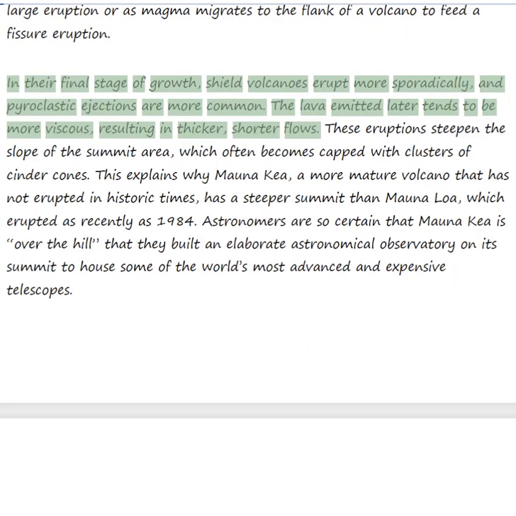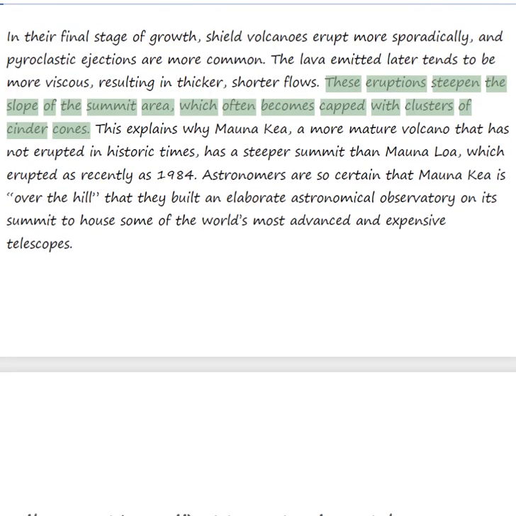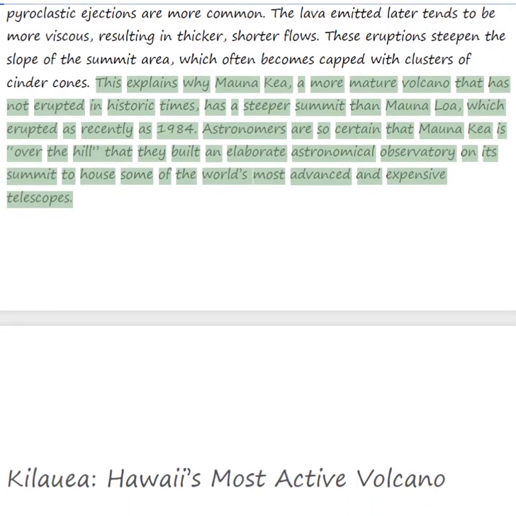In their final stage of growth, shield volcanoes erupt more sporadically, and pyroclastic ejections are more common. The lava emitted later tends to be more viscous, resulting in thicker, shorter flows. These eruptions steepen the slope of the summit area, which often becomes capped with clusters of cinder cones. This explains why Mauna Kea, a more mature volcano that has not erupted in historic times, has a steeper summit than Mauna Loa, which erupted as recently as 1984.